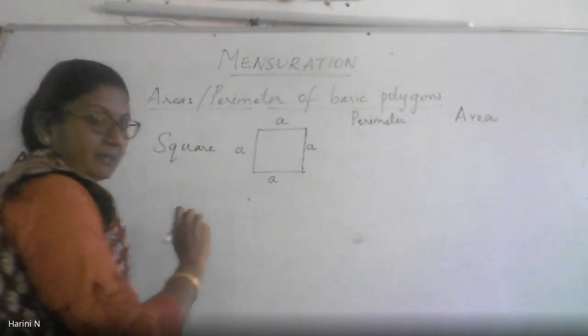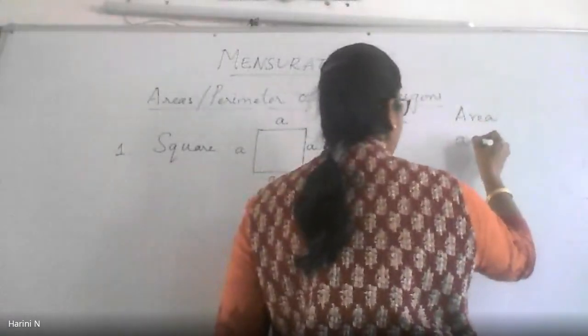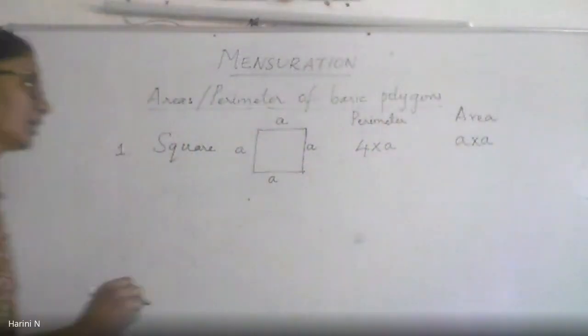So the first one, the perimeter of the square will be 4 into side, which is 4 into A, and area will be A into A. Alright, that's how you recall the formula.